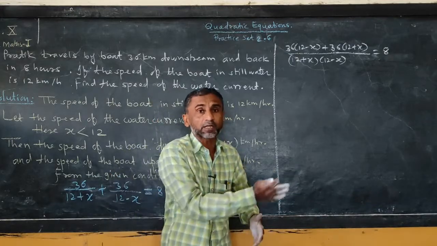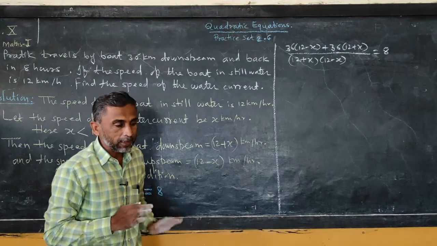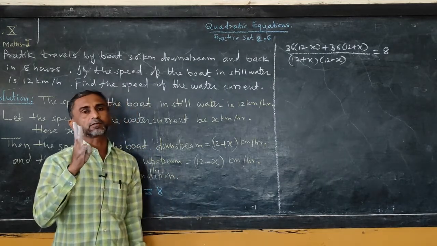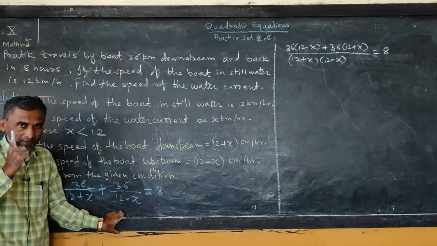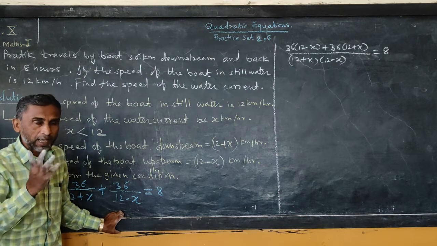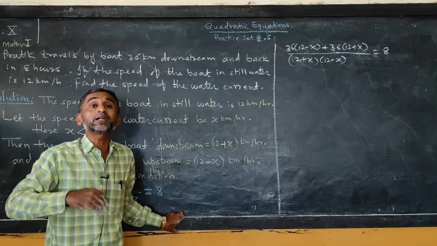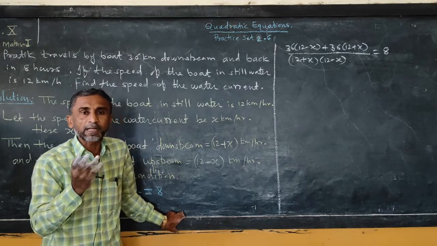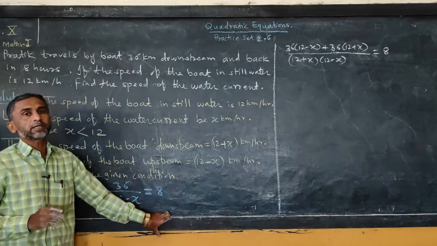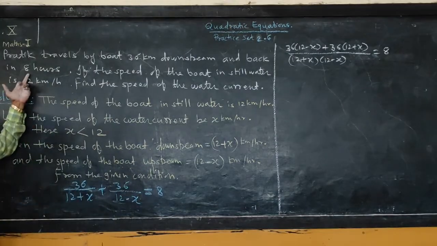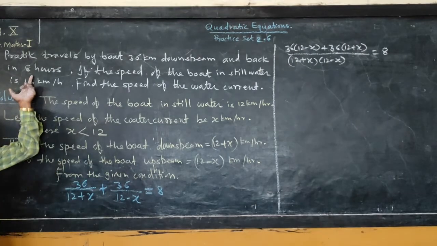What is the speed of the water current? What is the speed of the flow of the water current? We have to find out. Here, if you observe carefully, three things are given. Time required by Pratik to come downstream and upstream. Time is given. Speed is given, as well as distance traveled by Pratik, that is 36 km. Speed, time and distance, these three things are given, and the main important thing given is time. He requires 8 hours to go downstream and upstream.